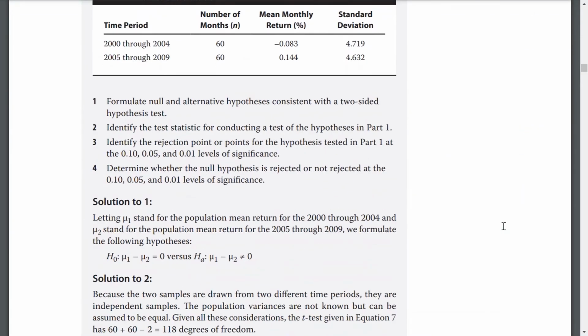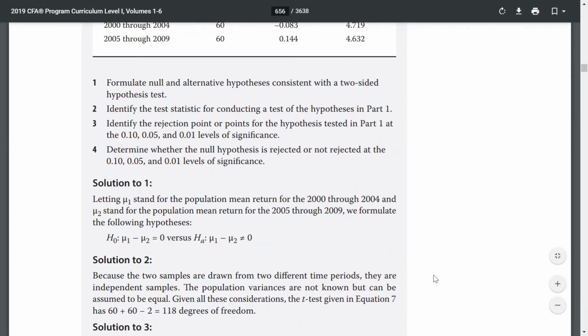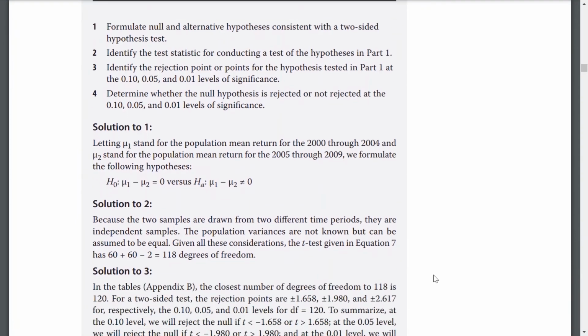Part 1: formulate null and alternative hypotheses consistent with a two-sided hypothesis test. Part 2: identify the test statistic for conducting a test of the hypothesis in part 1. Part 3: determine whether the null hypothesis is rejected or not rejected at the 0.1, 0.05, and 0.01 levels of significance. Solution to 1: letting mu1 stand for the population mean return for 2000 through 2004, and mu2 stand for the population mean return for 2005 through 2009.